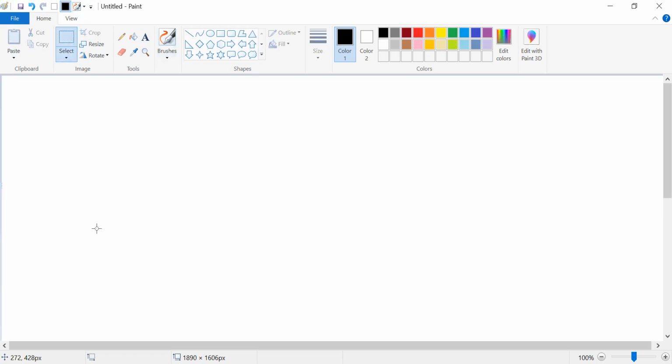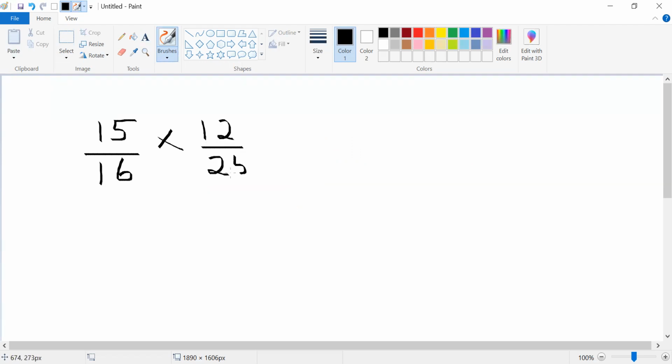Another example, with little bigger numbers. This time I will show you. 15 by 16 into 12 by 25 into 8 by 9. Okay.